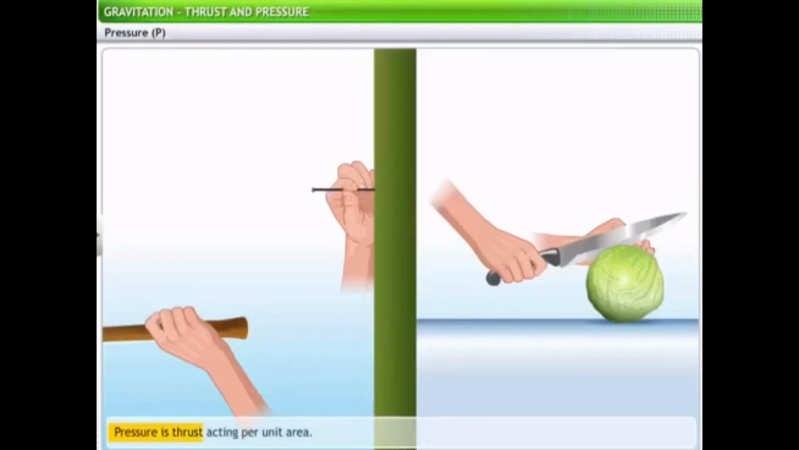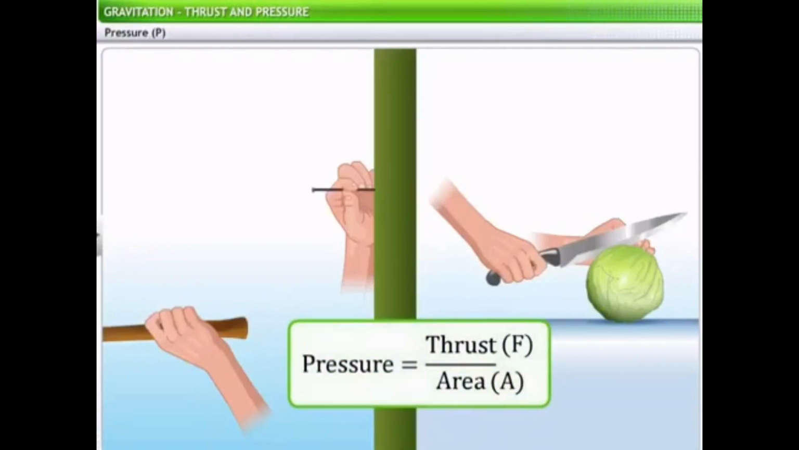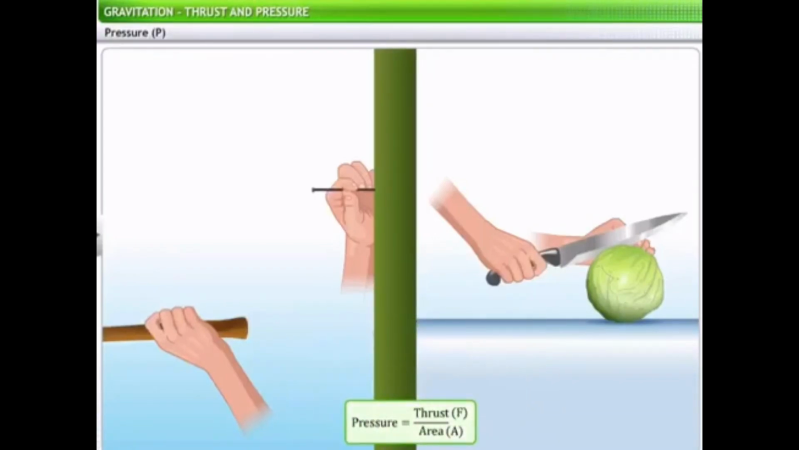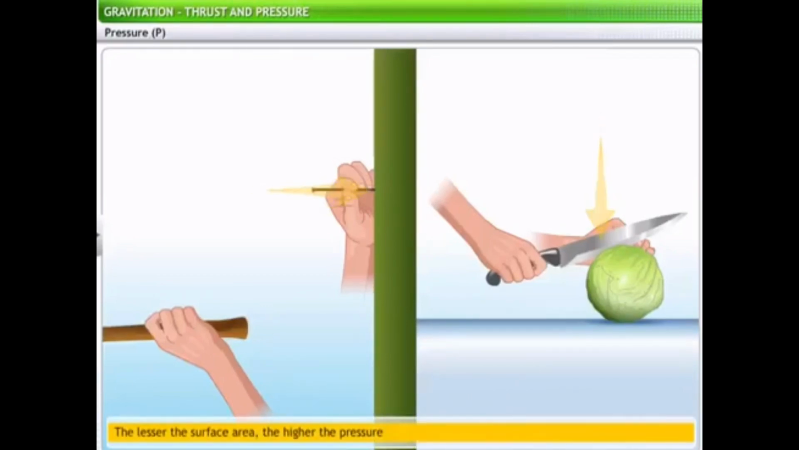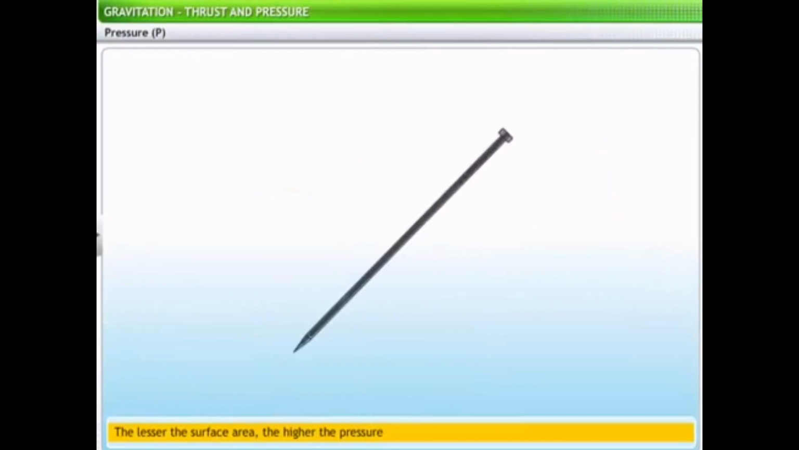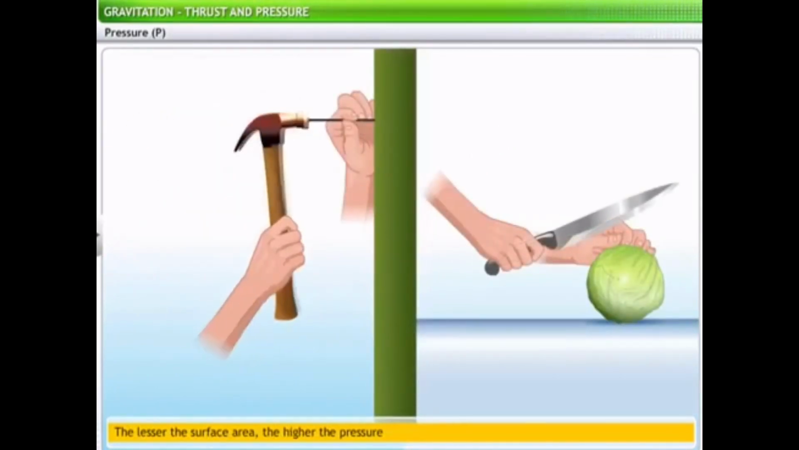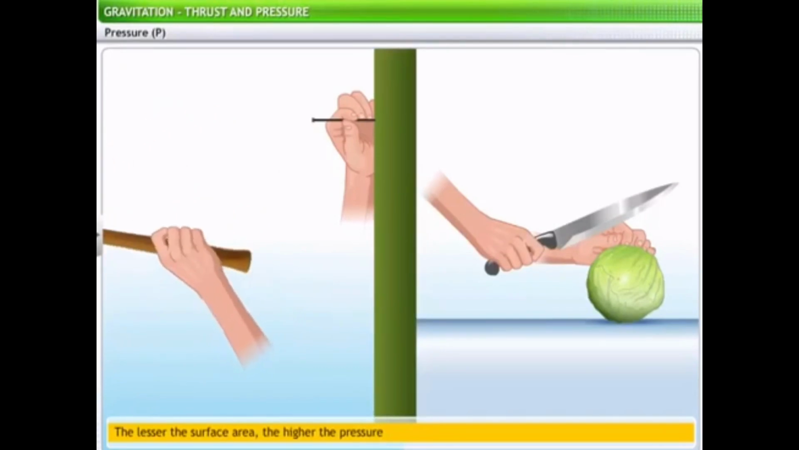In other words, pressure is the amount of thrust acting on a unit area. Pressure is denoted by the letter P. Hence, pressure is calculated by dividing thrust by area. The lesser the surface area of an object, the more the pressure applied by that object. The pointed tip of the nail minimizes the surface area on which thrust is applied. Therefore, while driving the nail into the wall, the pressure of the hammer is maximized, which helps drive the nail into the wall.